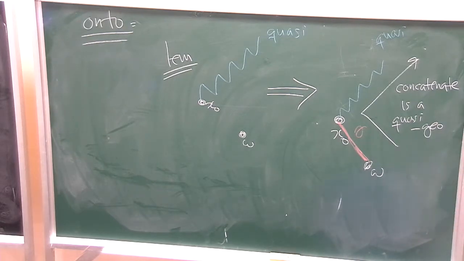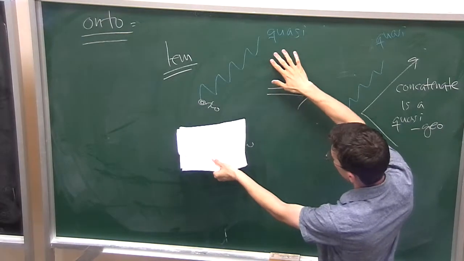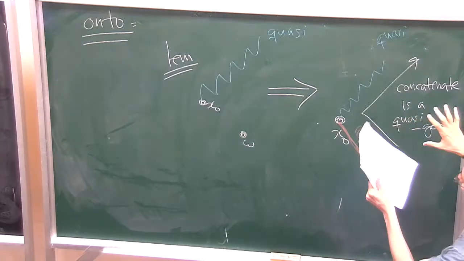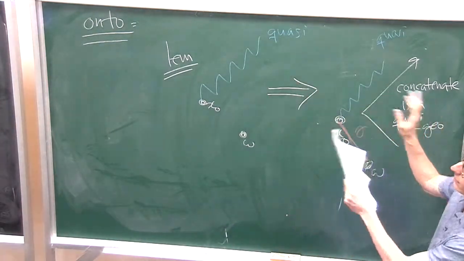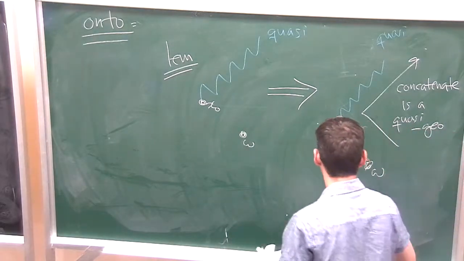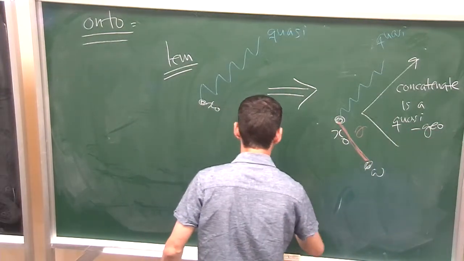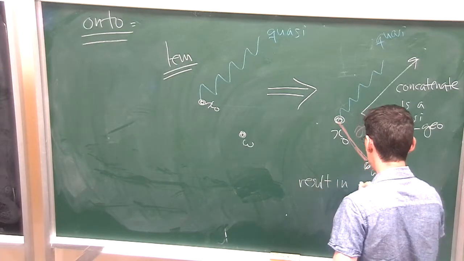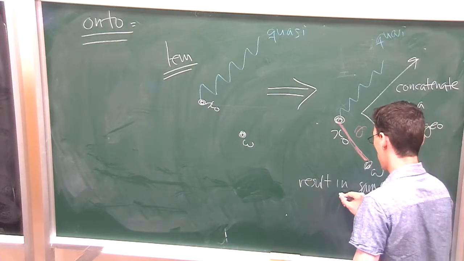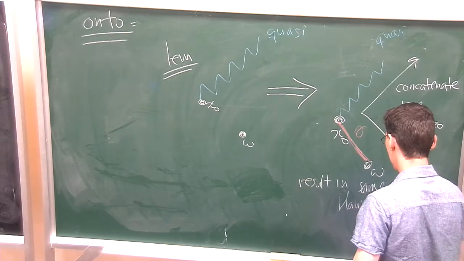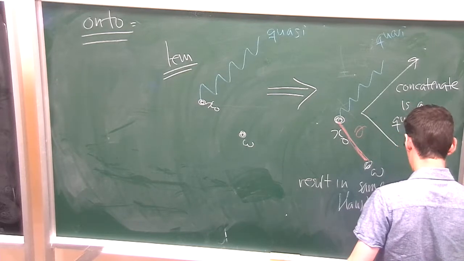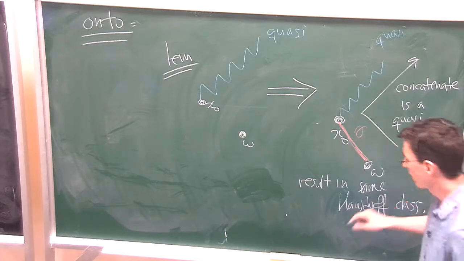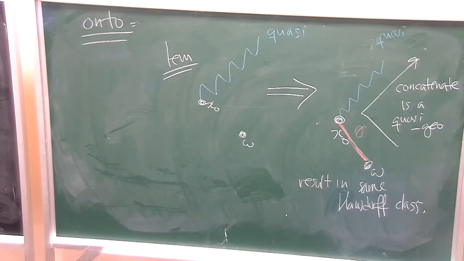Okay, let's see. So I have a quasi guy, and then I put a stick on it, but the stick is a bounded distance. So this thing and this thing are in the same Hausdorff class. Okay, so just a side note, result in same Hausdorff class. I think Eddie might approve this. Okay, so that's claim 1.